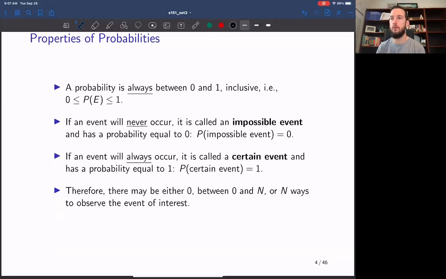Okay. So 0 indicates not going to happen. 1 indicates always going to happen. And then you have a scale between 0 and 1 that indicates basically how likely it is or is not to occur.